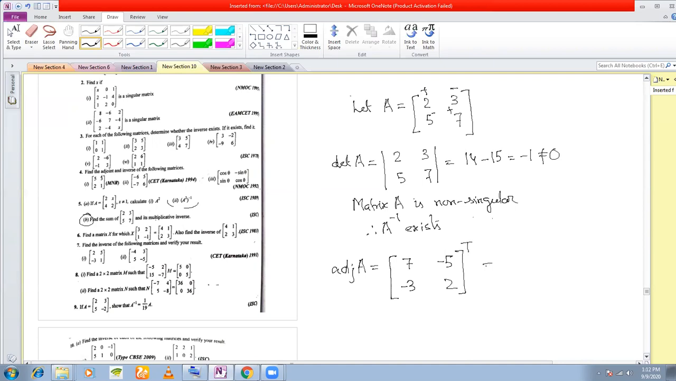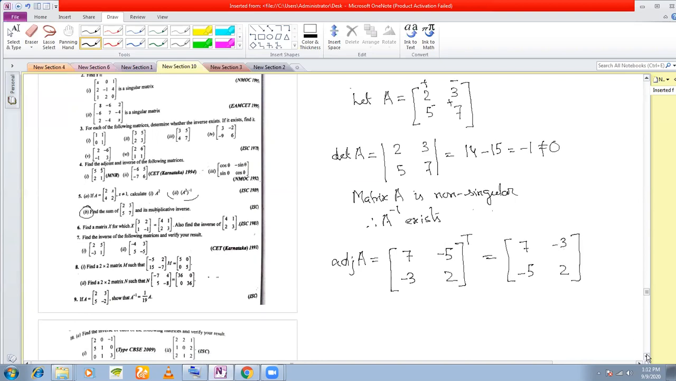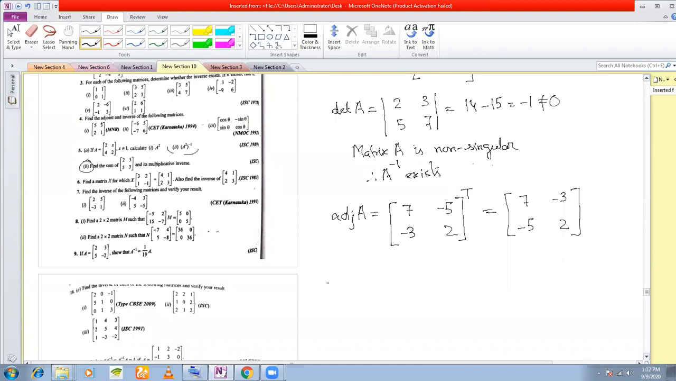Then take the transpose of all this. What you get is 7, minus 5, minus 3, 2. Okay, fine. Now we can find the inverse. Therefore, A inverse is equal to 1 by det A into adjoint of A. Det A is minus 1.